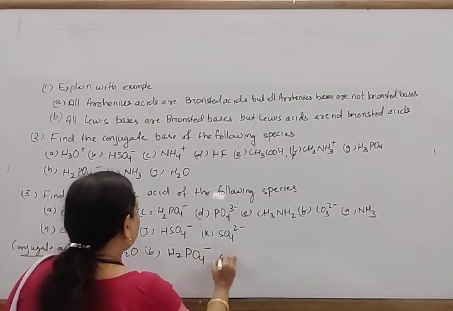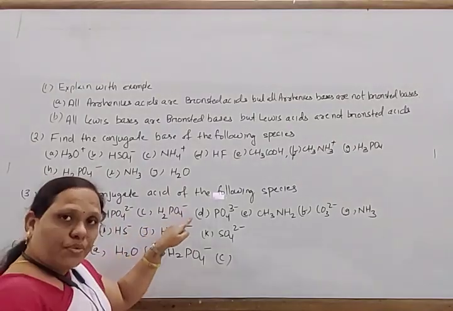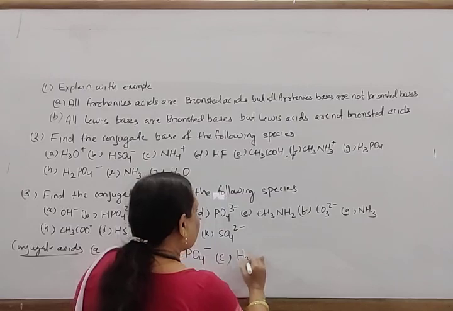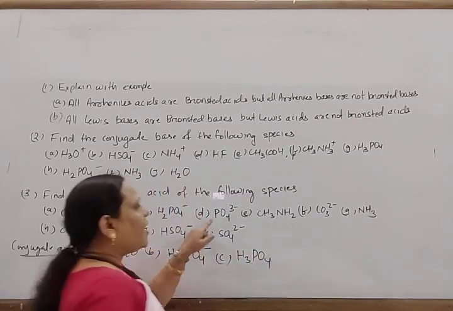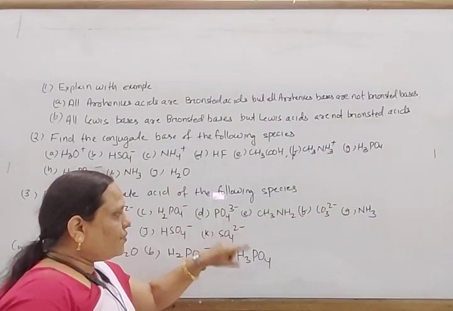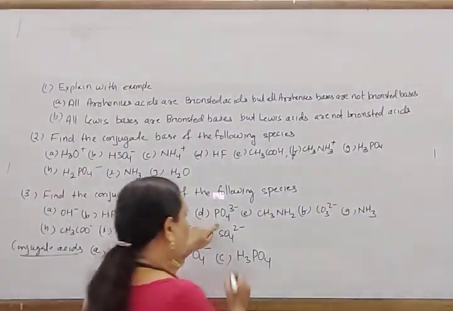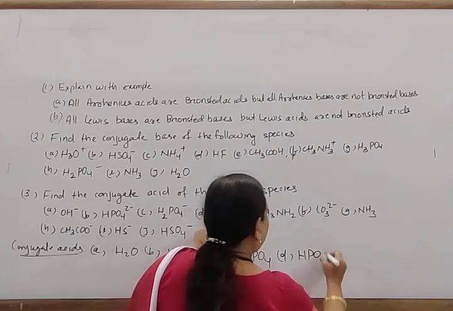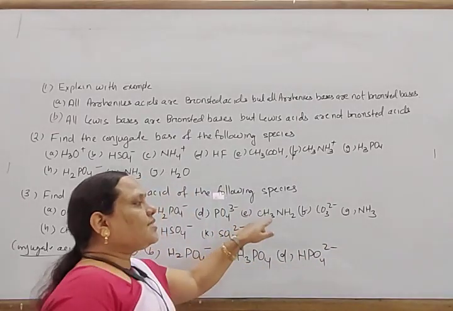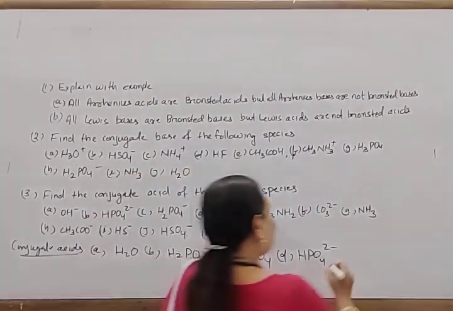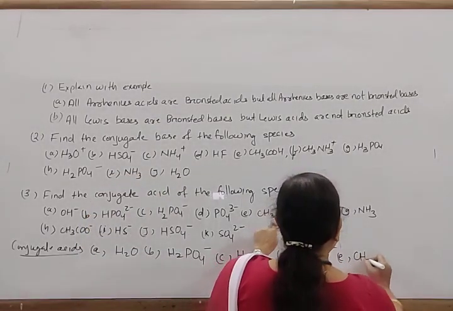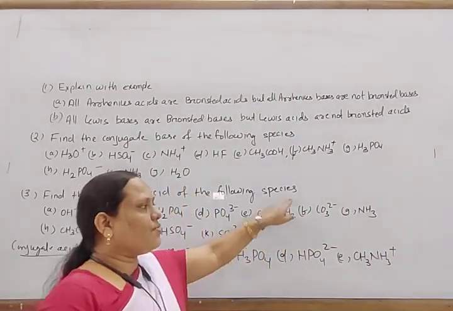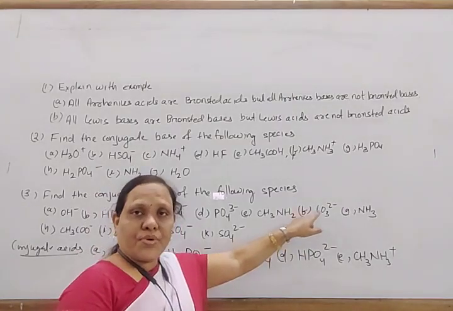H2PO4 minus. And C is H2PO4 minus given, here also you add one H plus, and the formula becomes H3PO4. And PO4 3 minus is given. If you add one H plus ion, its conjugate acid now becomes HPO4 2 minus. And CH3NH2 is given, and for that the conjugate acid is CH3NH3 plus, one hydrogen here and one positive charge.